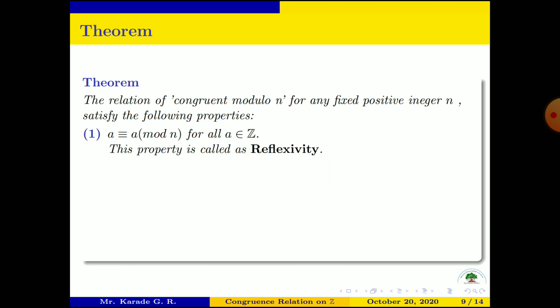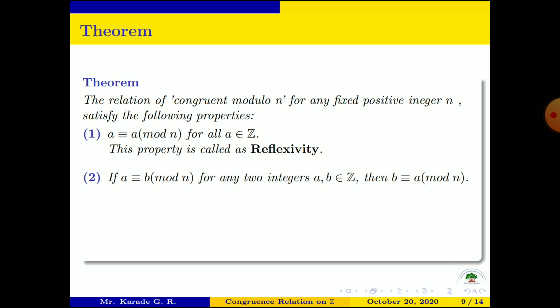This property is called reflexivity, meaning any integer is congruent to itself modulo n. Now the second property: if a is congruent to b mod n for any two integers a and b, then b is also congruent to a mod n.